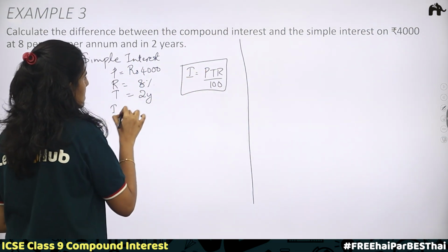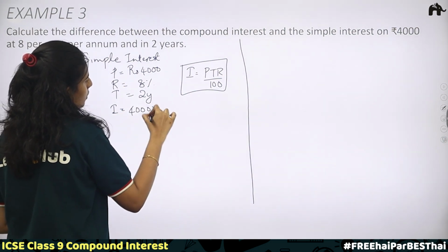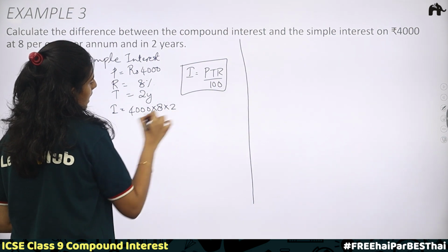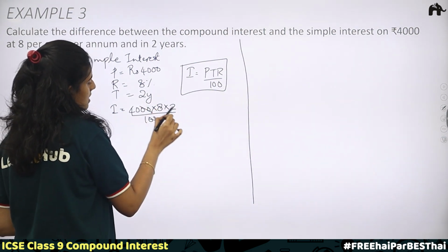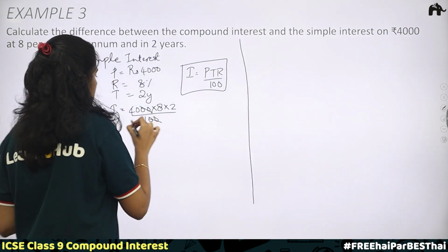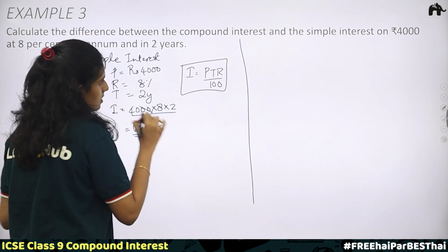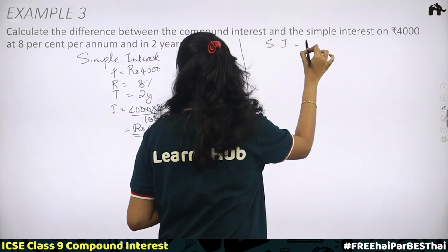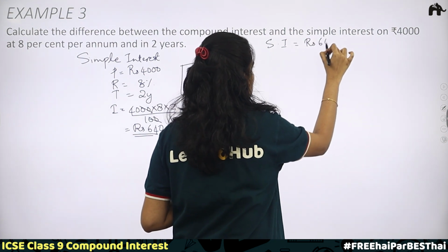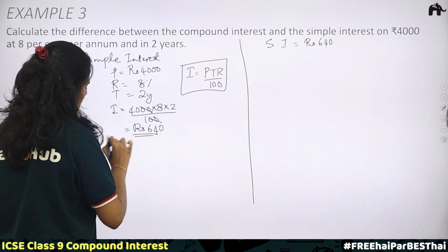So interest I is equal to P 4000 into R 8 into time 2 divided by 100, cancelling zeros. 8 2s are 16, 16 into 40 is 640. So rupees 640 is the interest. Okay, so simple interest is equal to rupees 640. Now we can find the compound interest.